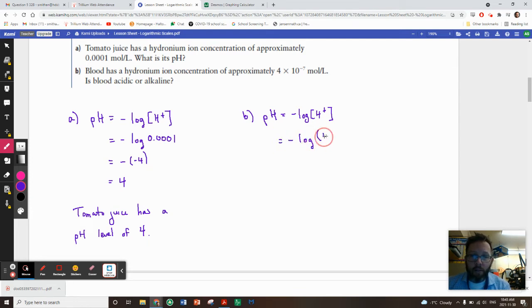Okay, in this case, 4 times 10 to the -7. And now this won't give us a nice round number like the log of 0.001, so we'll need to use your calculators. And this is scientific notation. On my calculator, my scientific notation button is an EXP button. So I'll do 4 EXP -7, so I can show you guys. So I'm doing the log of 4 EXP -7.